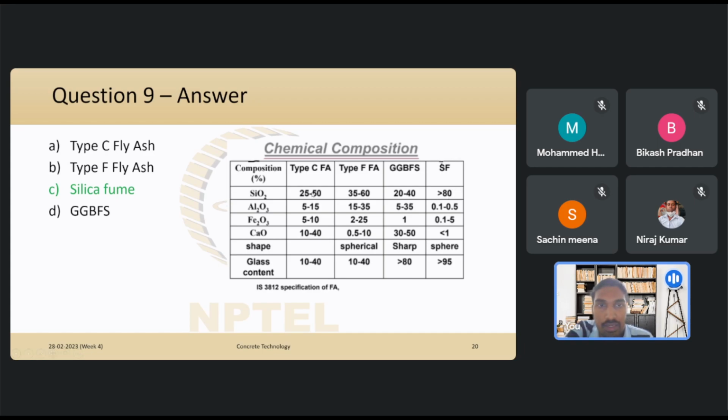Compare that with the others: type C fly ash has only about 25 to 50% of silica, type F about 35 to 60%, and GGBFS has about 20 to 40%, right? Whereas in silica fume you have more than 80% composed of silica. Therefore option C, silica fume, is the right option.